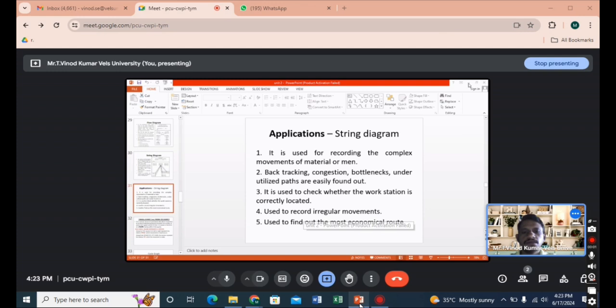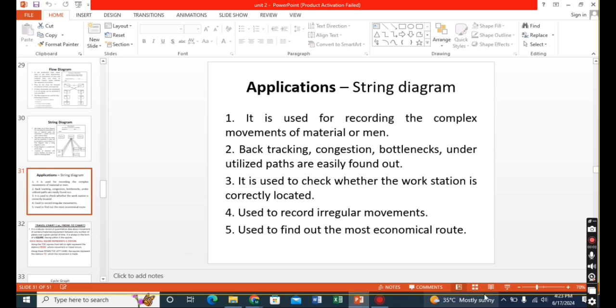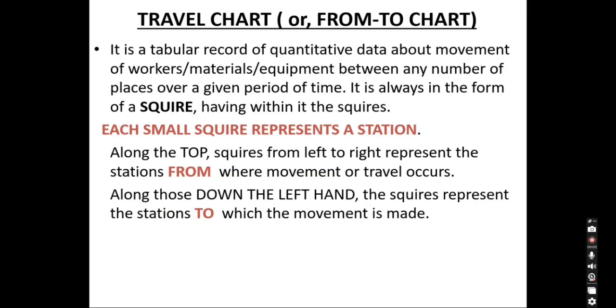Today, in continuation of the string diagram, we are going to see about the travel chart, which is another form of the recording technique. It is a tabular record of quantitative data about movement of workers, materials, equipment between any number of places over a given period of time.